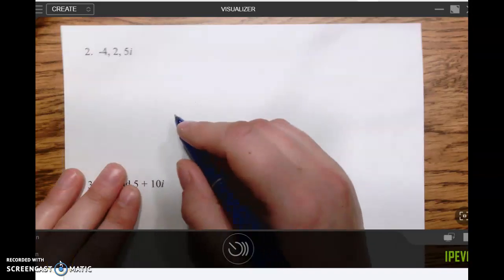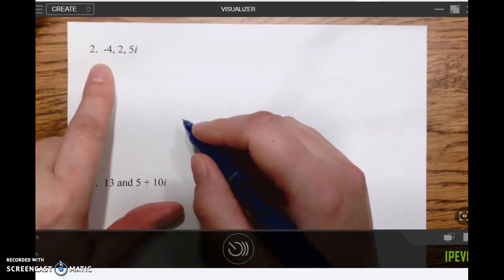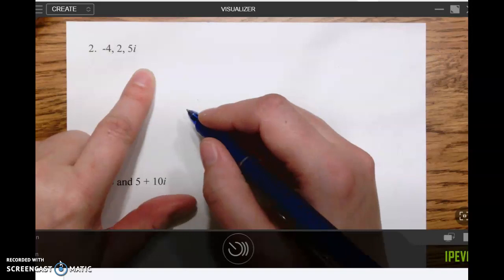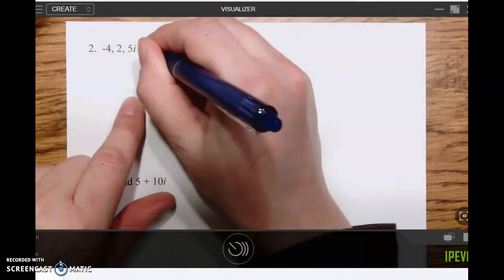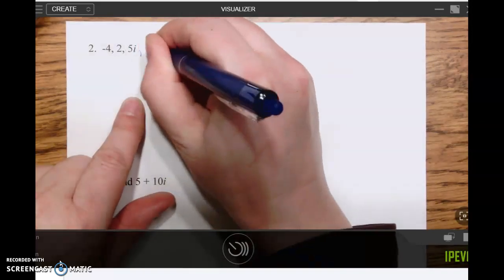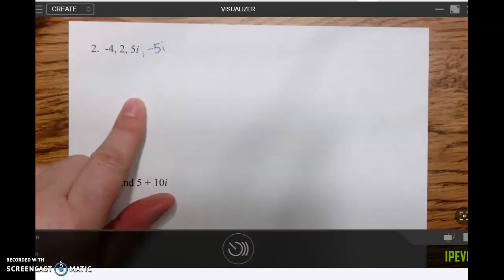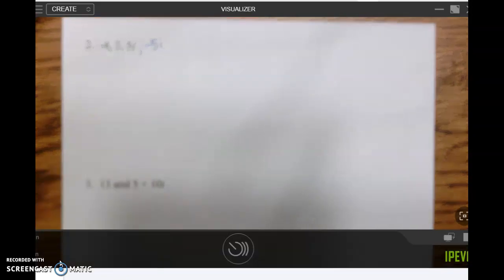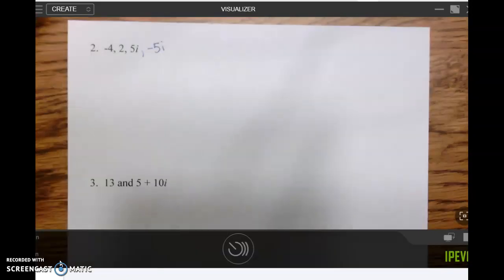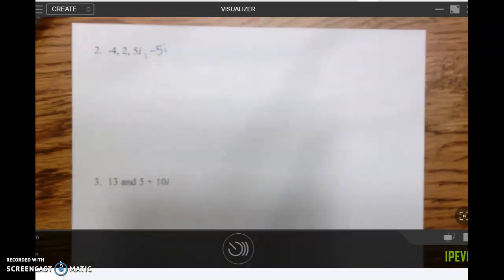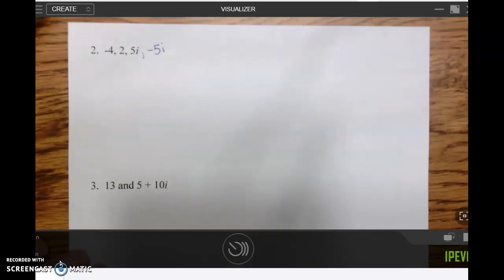Okay, we're on the back of the notes, and this time we're going to have a fourth power, because remember, imaginary numbers always come in pairs, so you have to remember that because we have a positive 5i, that means that one of our zeros is also a negative 5i. Alright, so we're thinking x is negative 4, x is 2, x is 5i, and x is negative 5i.